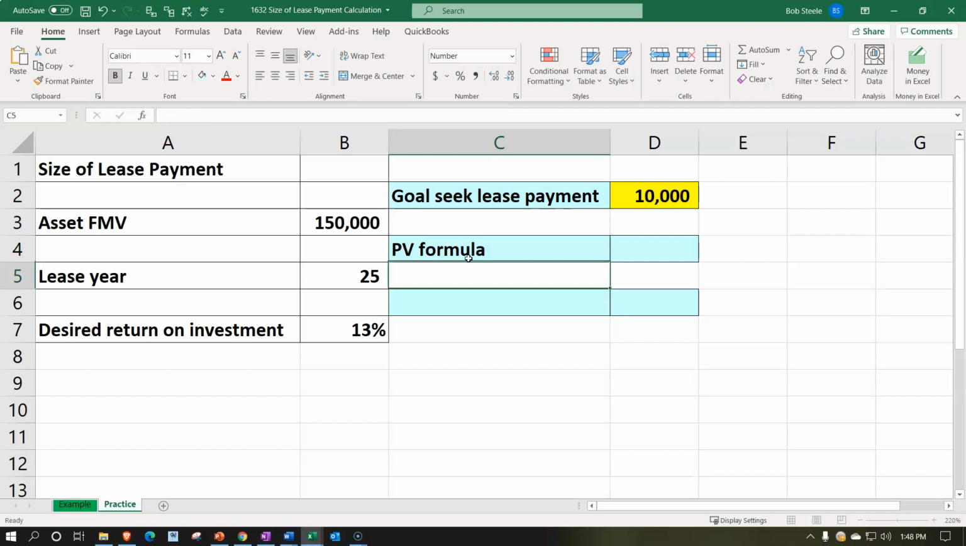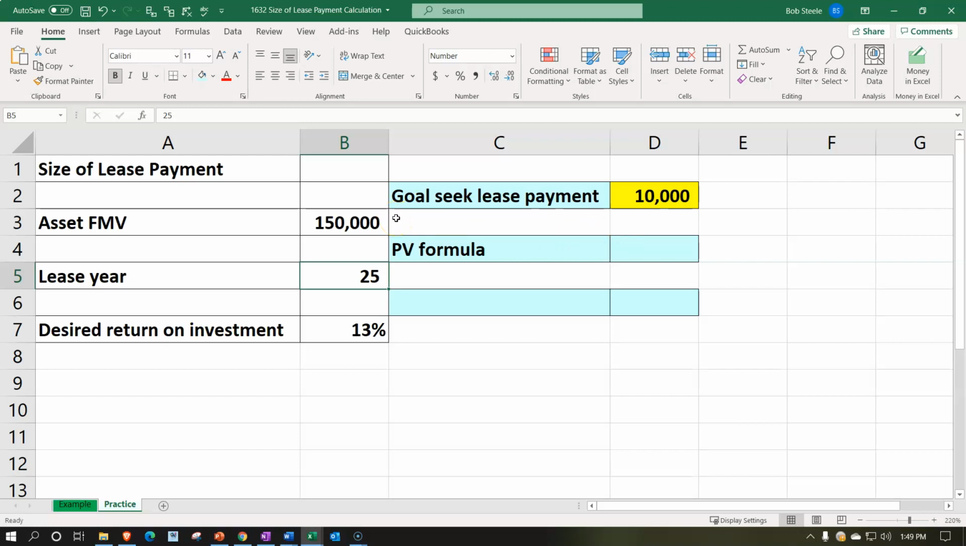formula, we know what the end result's going to be. We want it to be that $150,000. We know what the rate is. The rate's going to be the 13%, and the years are going to be 25. And then we're going to be adjusting the payment to get to the payment that we need for the end result to be at the $150,000.